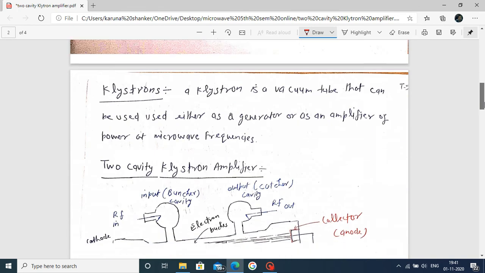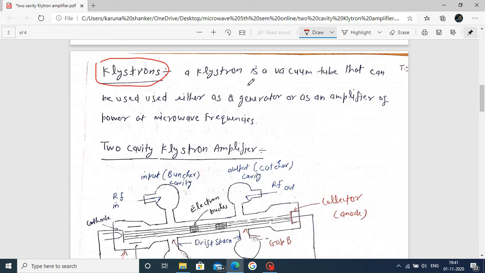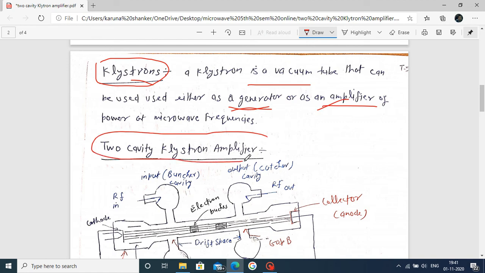Now we focus on the two cavity klystron as an amplifier. We first look at the klystron. A klystron is a vacuum tube which produces microwave frequency as a generator, and is also used as an amplifier. A generator is also called an oscillator, meaning the klystron is used as an oscillator and also as an amplifier. Here we focus on the two cavity klystron as an amplifier.